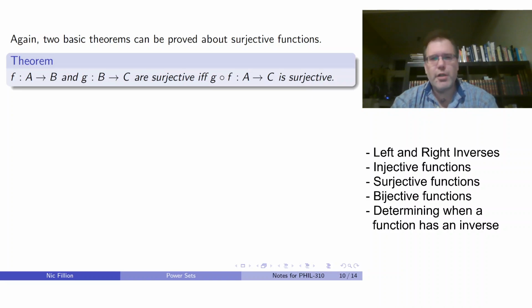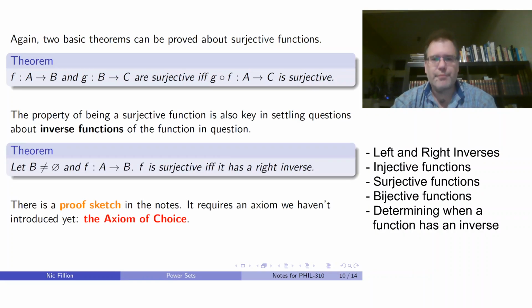But really the important theorem that we want is the following. Namely, that if a function from A to B has a non-empty codomain, then we can say F is surjective if and only if it has a right inverse. Now, there is a proof sketch in the notes for that. It might be a little bit surprising, but if we take all the definitions and all the axioms that we have introduced so far in set theory, we still would not be able to prove that theorem.